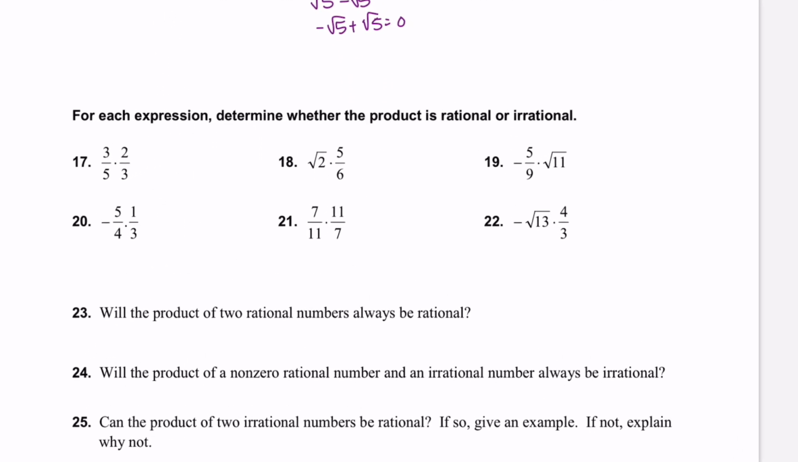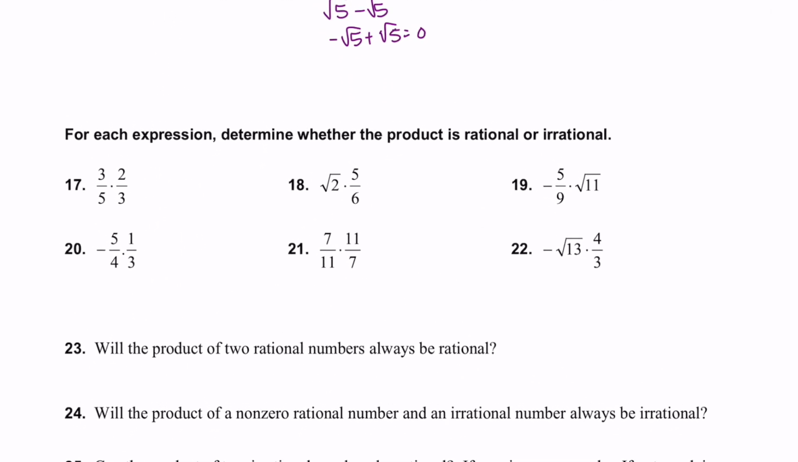For 17 to 22, we're going to determine whether the product, which just means we're multiplying, is rational or irrational. When we multiply rational numbers or fractions, we multiply across the top and we multiply across the bottom. So this will be 6 over 15. This reduces because 3 will go into 6 2 times, and 3 will go into 15 5 times. So that would be 2/5. So a rational times a rational equals a rational number.